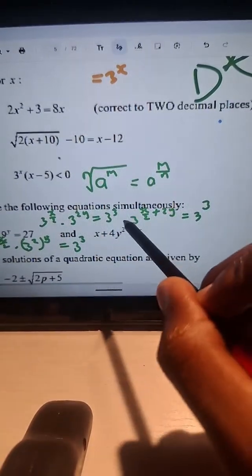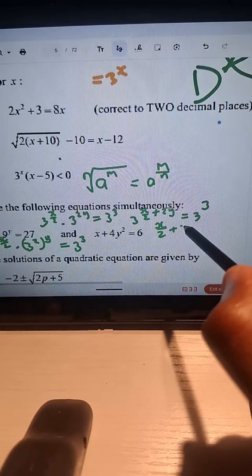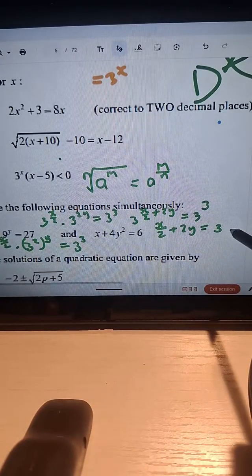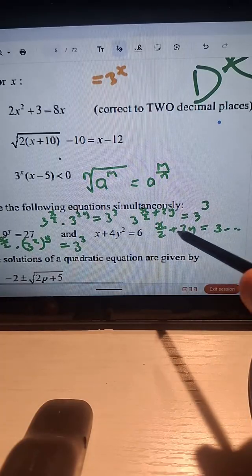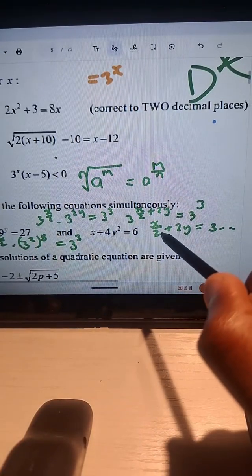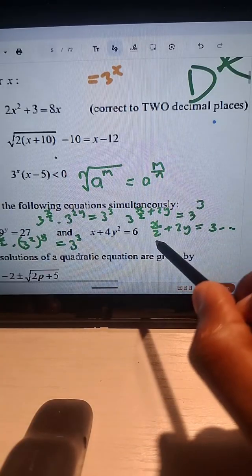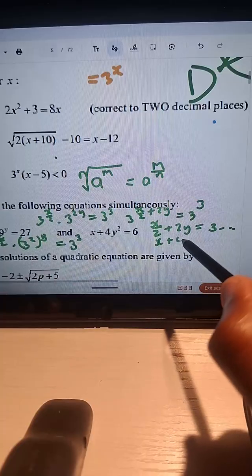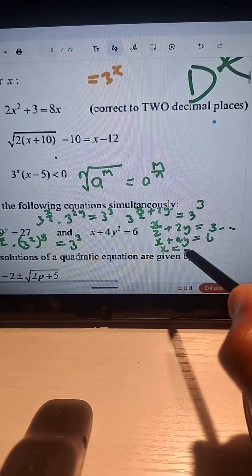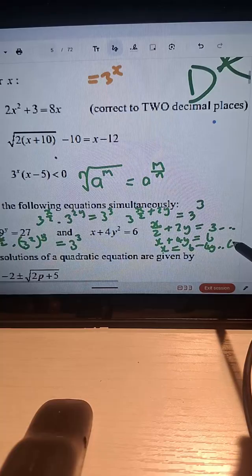And when the bases are the same on either side of the equal sign, we can drop the base and equate the exponents. So our linear equation, which was hidden, we can make y or x the subject. Because there's a 2, you just multiply throughout by the LCD, which is 2. So we get x plus 4y is equal to 6. Then we make x the subject. That becomes 6 minus 4y. Then we know that's equation 3.